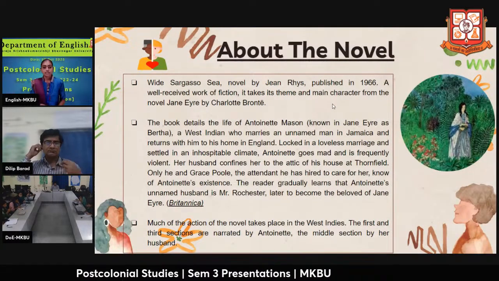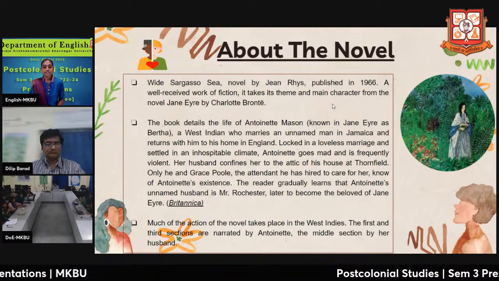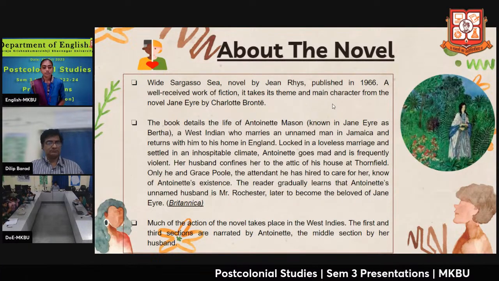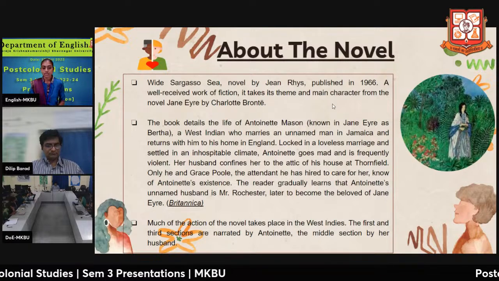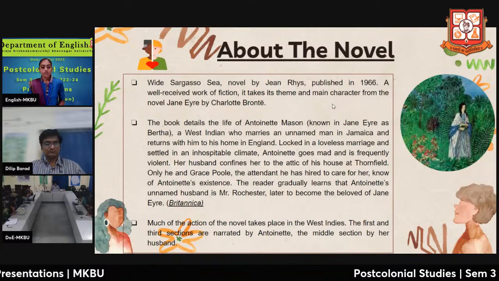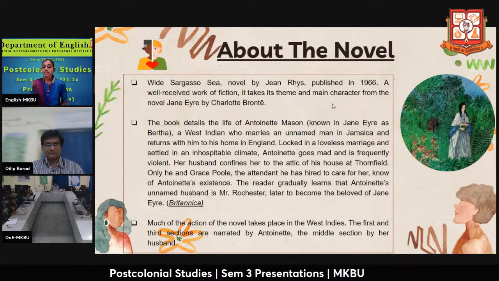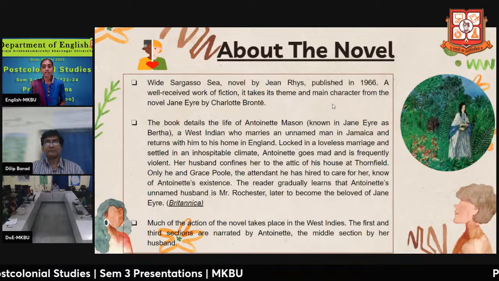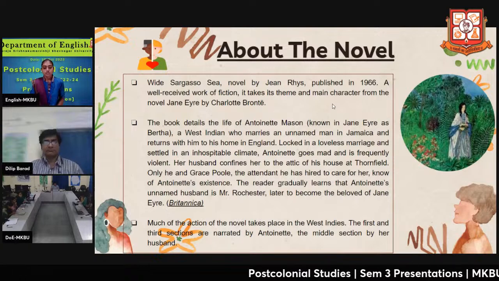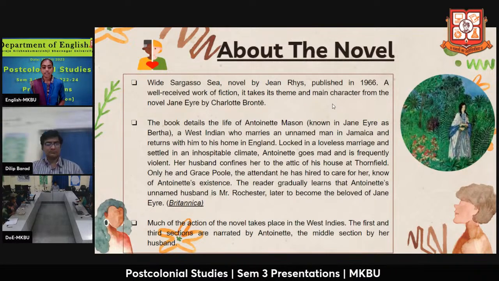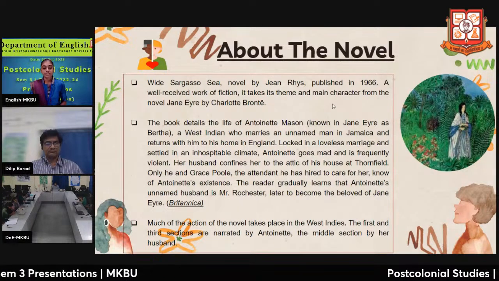About the novel, Wide Sargasso Sea is a novel written by Jean Rhys. It was published in 1966. A well-received work of fiction, it takes its theme and main character from the novel Jane Eyre by Charlotte Bronte. The book details the life of Antoinette Cosway, a West Indian who marries an unnamed man in Jamaica and returns with him to his home in England, where she is locked in a loveless marriage and settled in an inhospitable climate. Antoinette goes mad and is frequently violent.